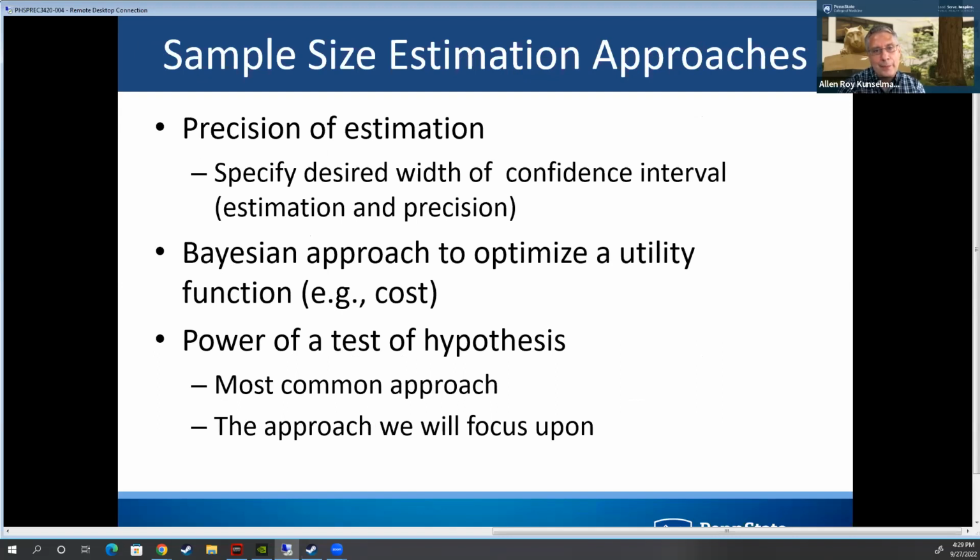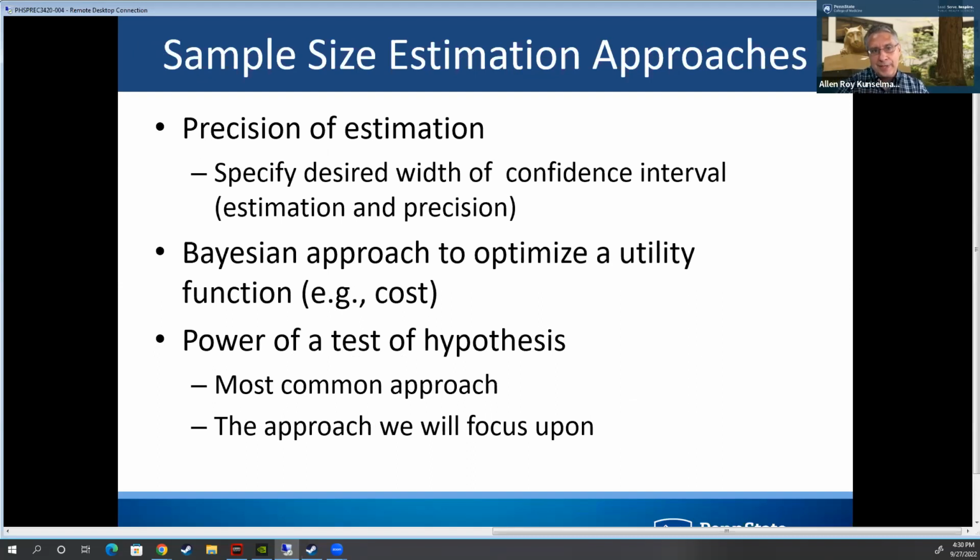So what are some approaches to sample size estimation? I've listed 3 here, but there are more. I'm not going to talk at all about the Bayesian approach to optimize a utility function or a cost function. That's just one approach.